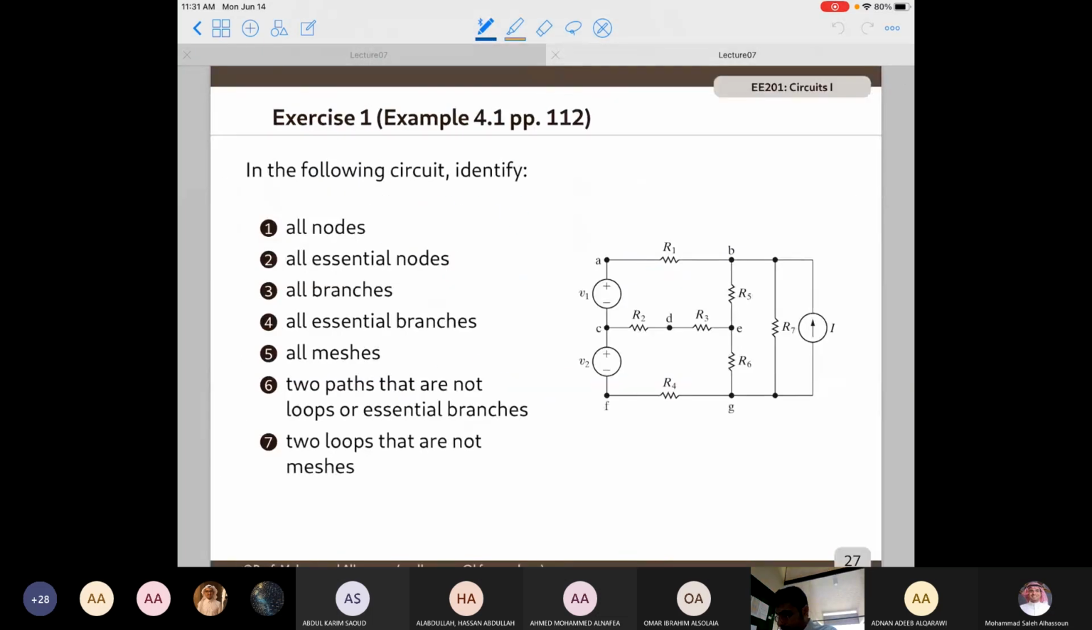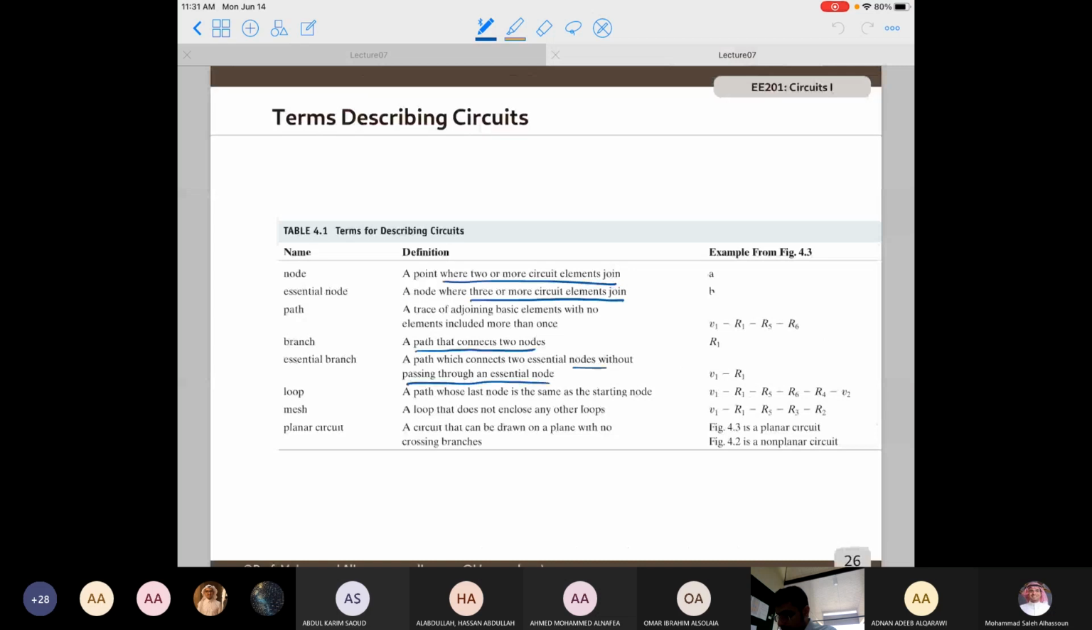The mesh, all meshes. So what is a mesh? First of all, a loop is one where the last node is the same as the starting node. So we start from a node and we end at the same node. A mesh is a loop that does not enclose any other loops.